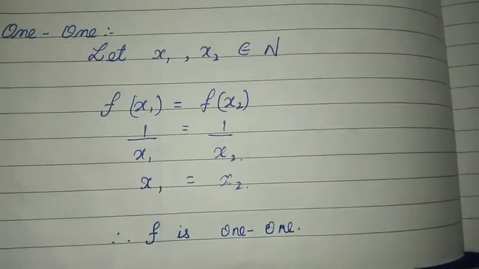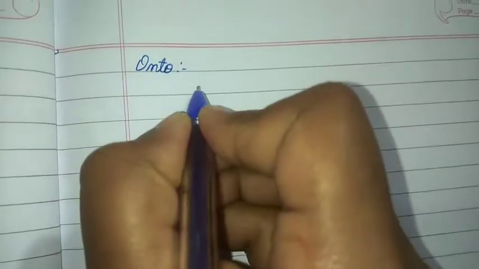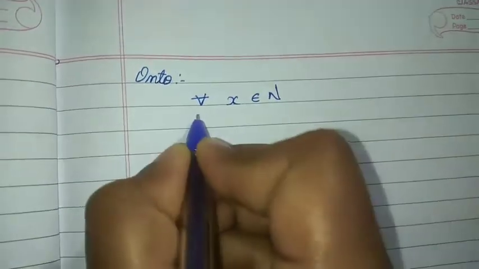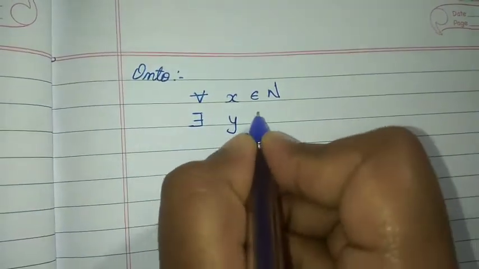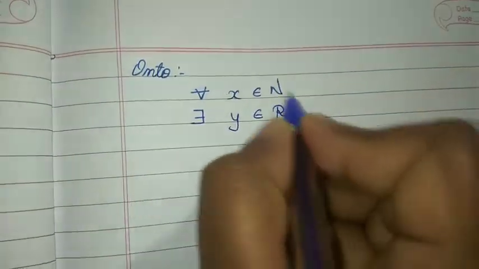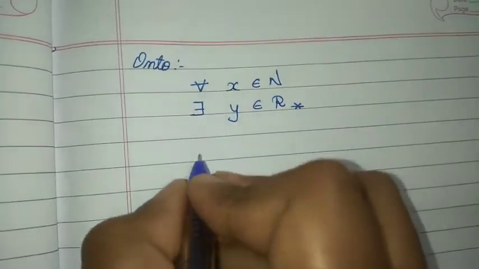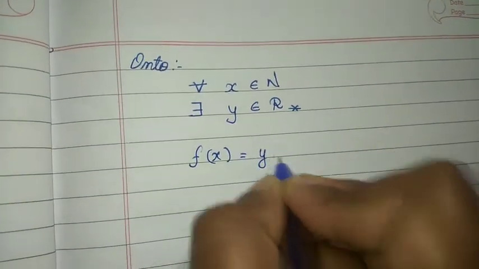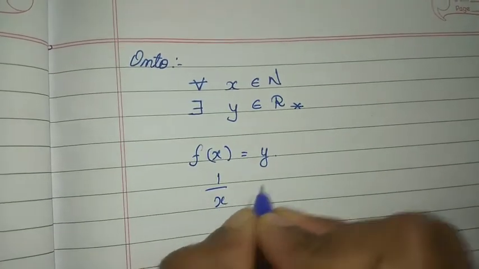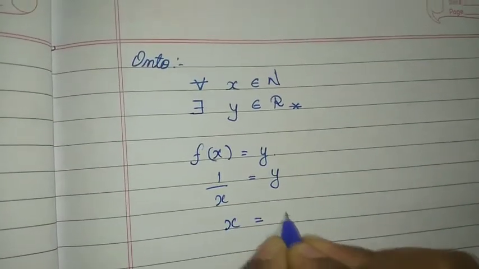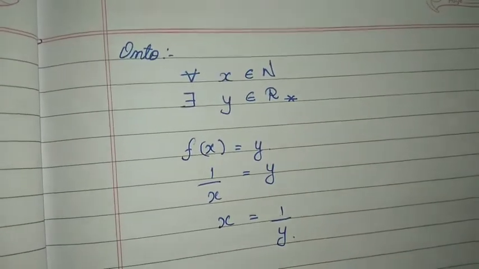Okay, so now we'll check for onto. This is also the same thing. For every x belonging to N, there exists y belonging to R star. This is very important to be written. So f of x is equal to y. Okay, so 1 by x is equal to y. So x we will get as 1 by y.